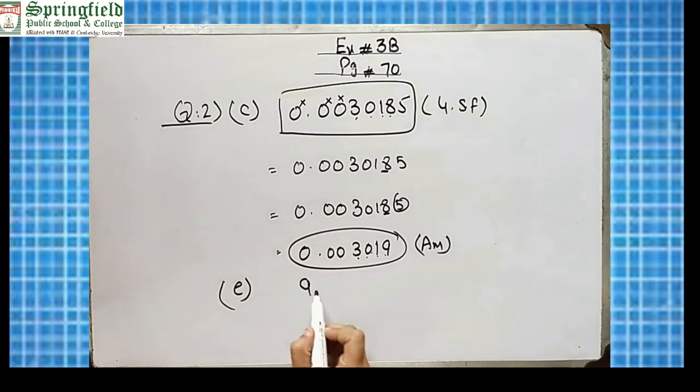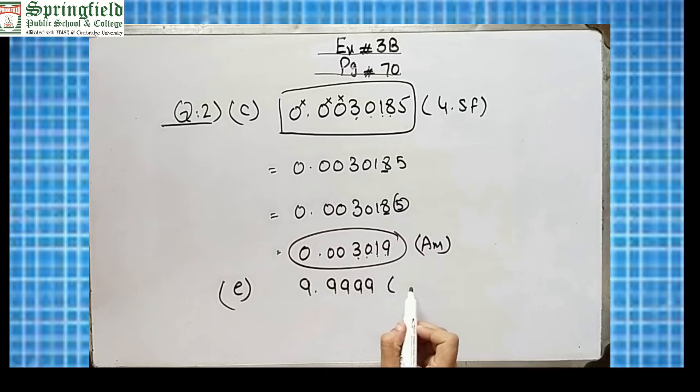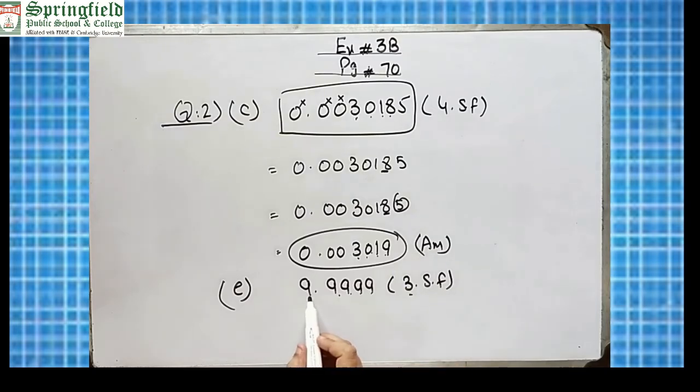E part is 9.9994 times 9, and they are saying round off to the nearest 3 significant figures. So beta, how many significant figures are here? 1, 2, 3, 4, 5, and they are saying round off to 3 significant figures. So we will start counting from the left side as usual, 1, 2, 3. So 9.99, underline this digit, 9.